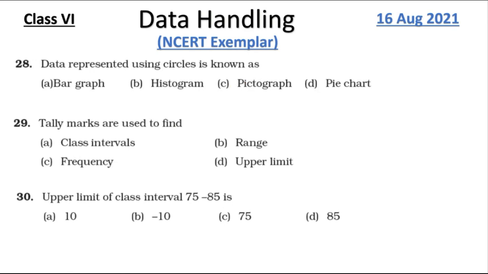Question 28. Data represented using circles are known as pie chart. Question 29. Tally marks are used to find the frequency. Question 30. The upper limit of the class interval 75 to 85 is 85.